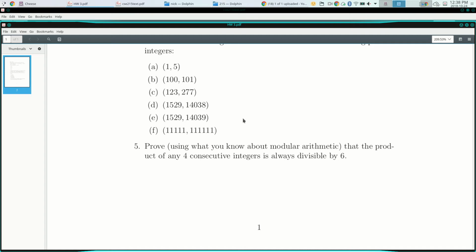Were any of them not equal to 1? Okay. Was that E? Okay. Yeah.